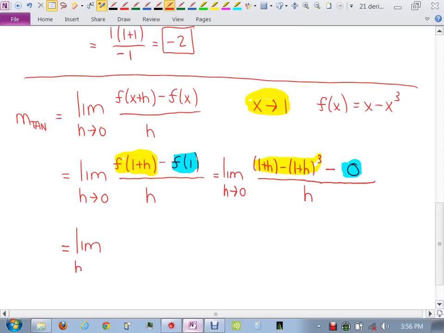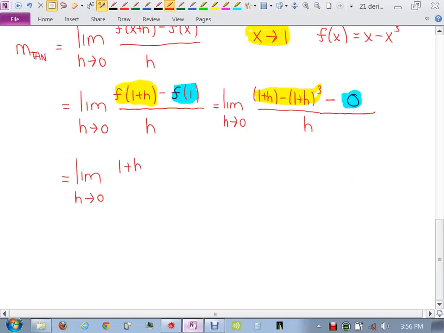Questions? All right, so all I'm doing in this next line is I'm getting rid of that blue stuff over here, and I'm going to do my 1 plus h, just drop the parentheses. And I think I'm just going to expand the 1 plus h cubed. That means I'm going to do 1 plus h times 1 plus h times 1 plus h, and I'll even use Pascal's triangle to do it. But I'm going to do it all in my head.